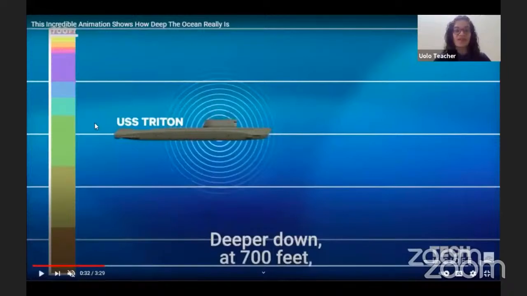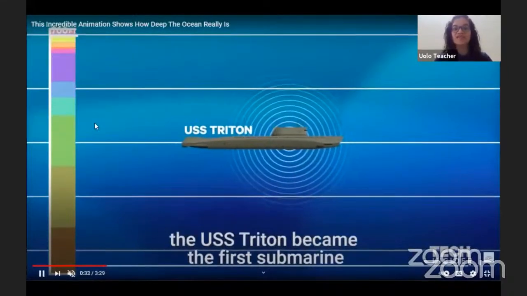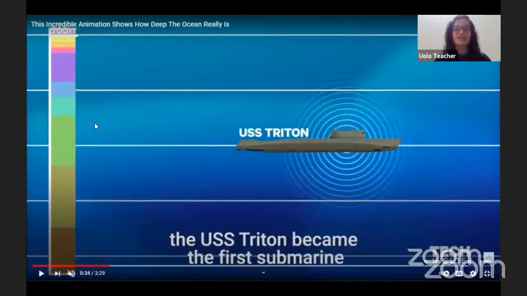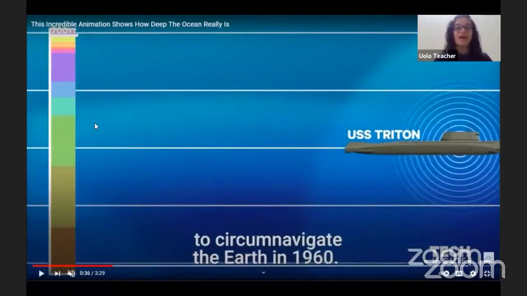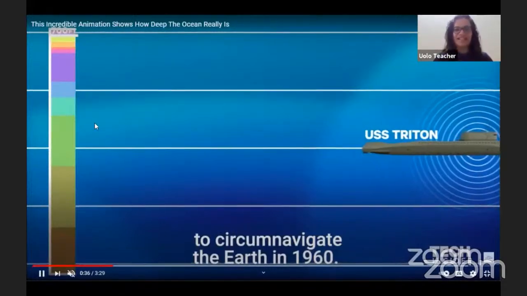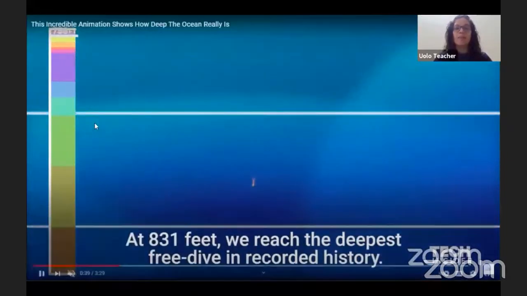If we go deeper down to 700 feet, there is the USS Triton. This was the first ever submarine which circumnavigated the Earth in 1960. The USS Triton is actually a US Navy nuclear submarine. Now, what do you mean by circumnavigate? Circumnavigate just means that it sailed across the entire Earth. Amazing facts, right? I know these facts are just going to blow your mind, and you're going to learn a lot today. Yes.